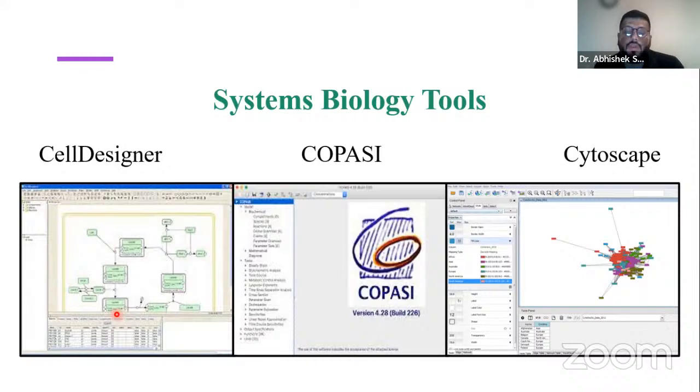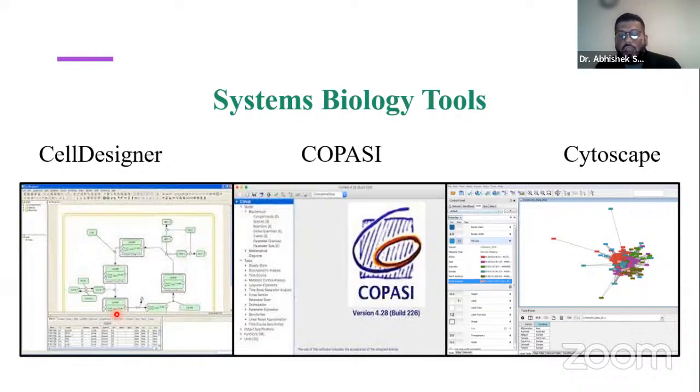And you can make models in Cell Designer. You can do simulations, modeling and simulations in Copasi. And definitely you know about Cytoscape for visualization of complex networks and integrating the various gene expression or high throughput data with any type of attribute data, right? So they are all open source tools.